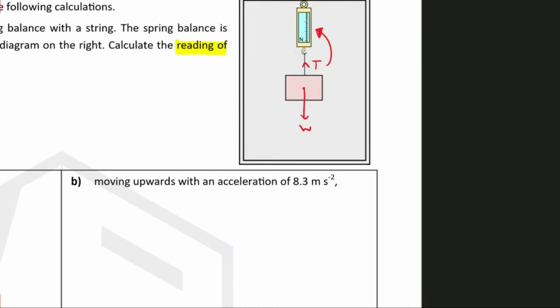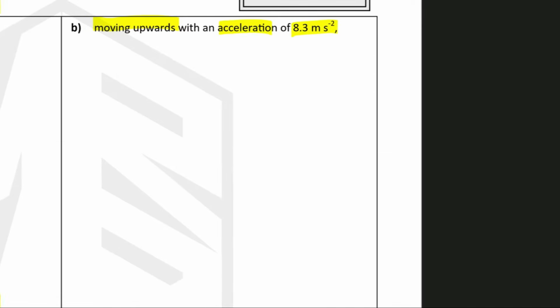What if the lift is moving upwards with an acceleration of 8.3 meters per second squared? Let's draw a free body diagram. Draw a circle, and draw weight and tension. These are the two forces acting on the object. The object is moving upwards with an acceleration. So acceleration is in the upward direction, a equals 8.3 meters per second squared.